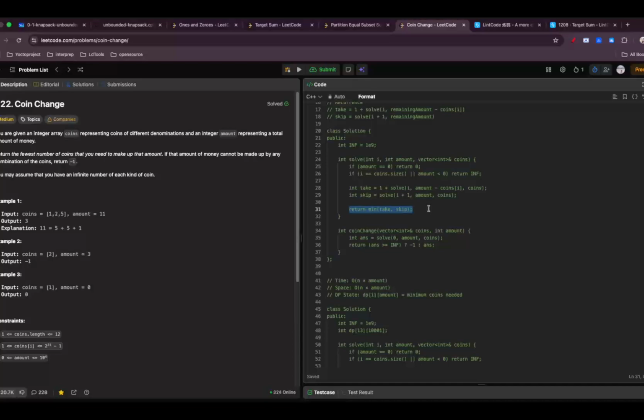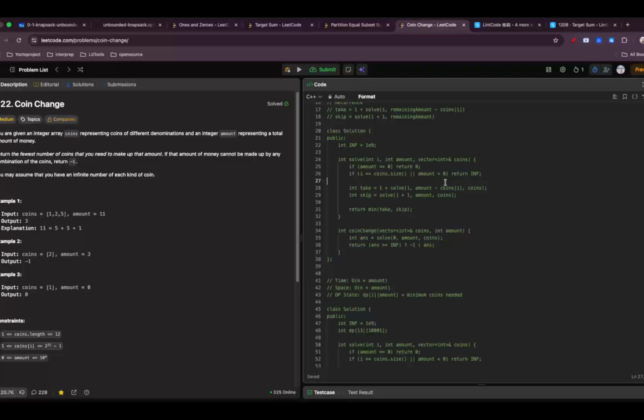What different were you doing there? I'm checking now, one second. And even for the take part, we don't require the condition here because we already have this check. So that condition is also not required.